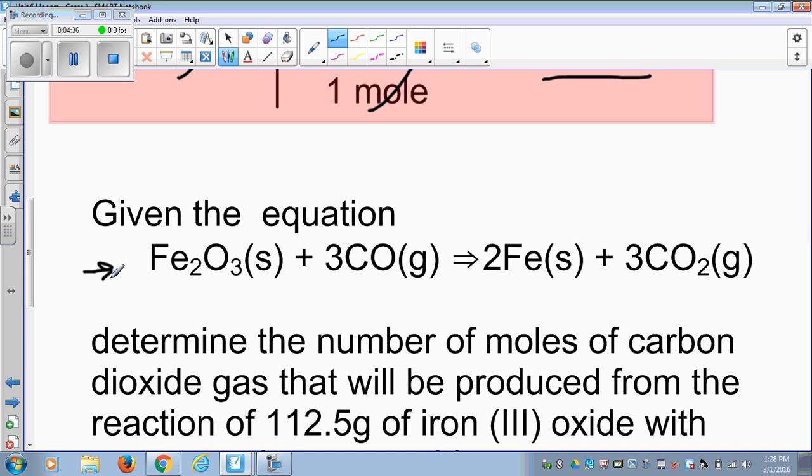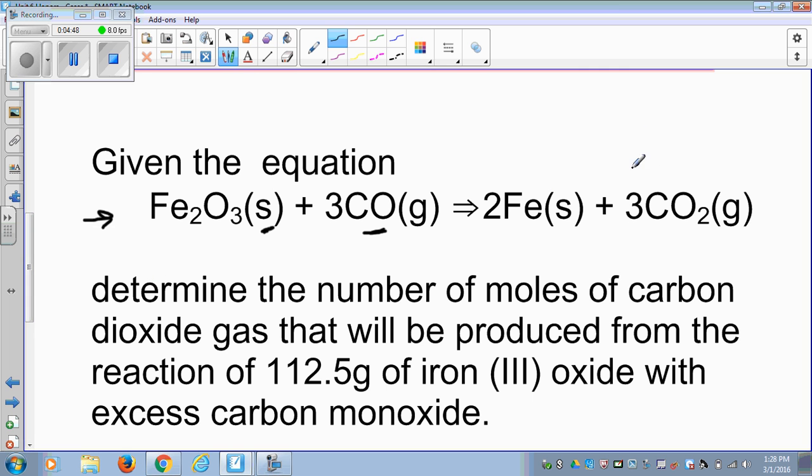Here is a chemical reaction where iron 3 oxide solid is reacting with carbon monoxide gas to produce solid iron and carbon dioxide gas. The question says determine the number of moles of carbon dioxide. So I need to calculate X moles of carbon dioxide that will be produced from the reaction of 112.5 grams of iron 3 oxide. So if I have 112.5 grams of iron 3 oxide, how many moles of carbon dioxide will be produced?